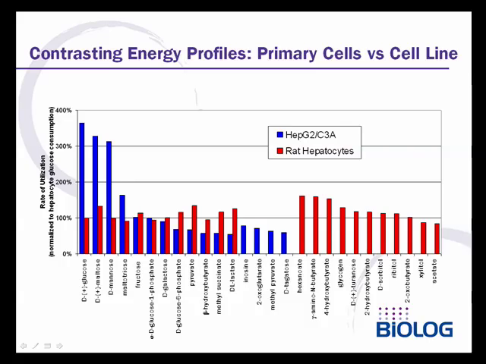Clear metabolic differences can also be seen between primary cells and immortalized cells. Here, we show data showing substantial differences between primary rat hepatocytes and the immortalized C3a liver cell line.